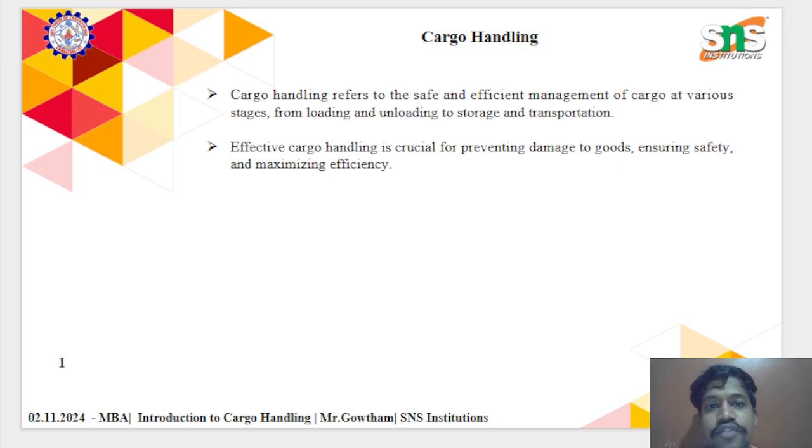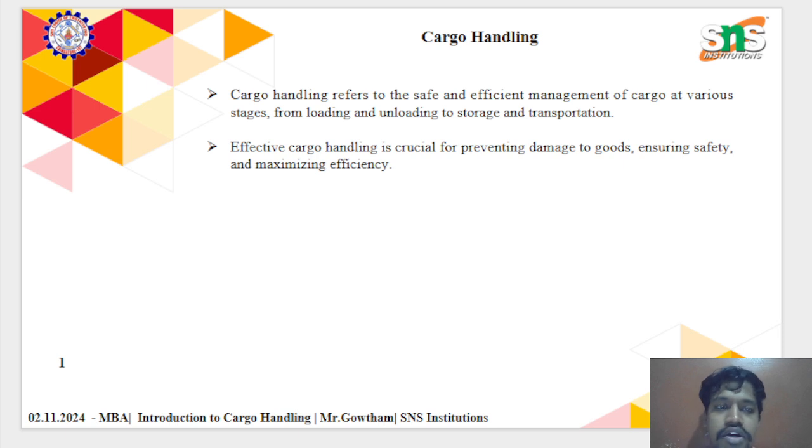The first slide is for your reference, which is the meaning of cargo handling. Cargo handling is nothing else but ensuring the safe and efficient management of cargo at various stages, from loading and unloading to storage and transportation.